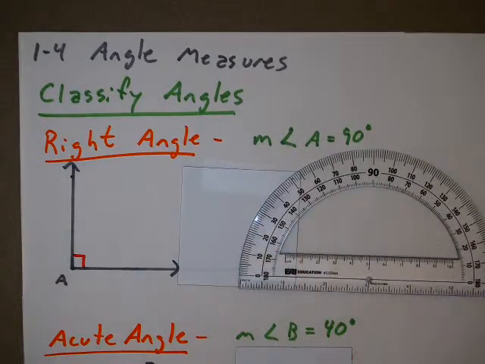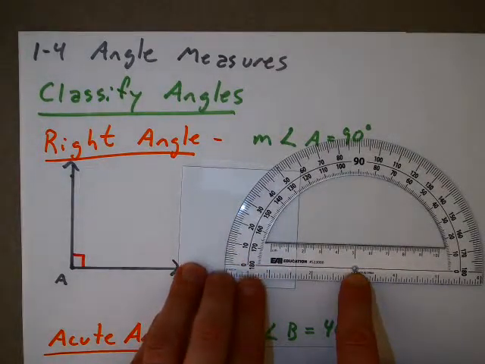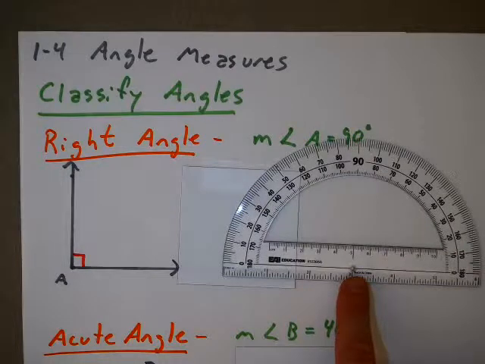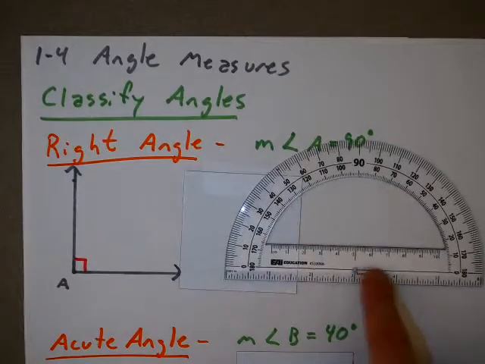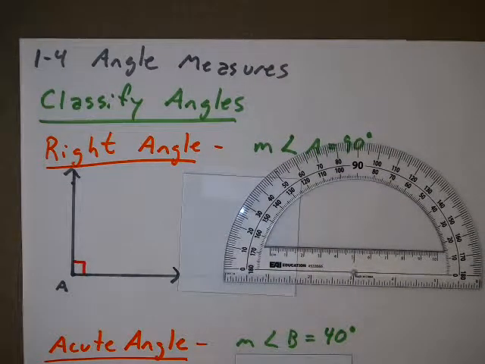So the way that we do this is you have to notice a couple things. First thing that I want to look at is there is a hole right in the center at the bottom of your protractor. You're going to use this hole and line that up with the vertex of an angle. Second thing you're going to do is use one of these lines, either this line or this line, and line that up with one of the sides of the angle.